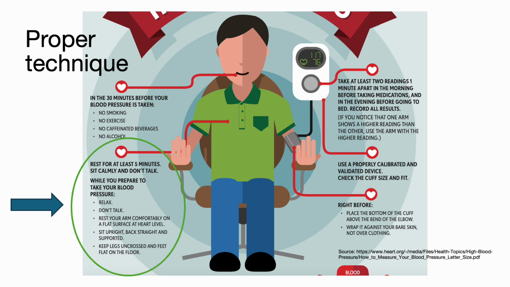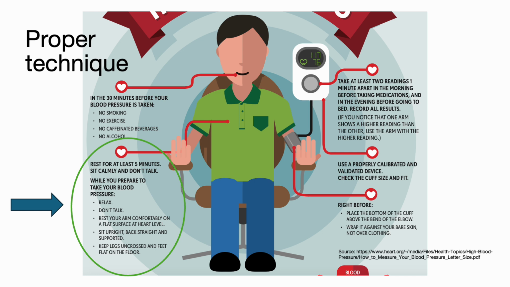The patient should be seated comfortably in a chair for at least 3 to 5 minutes with their back supported, feet flat on the floor, legs uncrossed, and the arm bare and supported on a flat surface at heart level. The cuff must be appropriate, ensuring that the cuff encircles at least 80% of the upper arm. Using a cuff that is too small can result in an artificially high reading, while a cuff that is too large can produce an artificially low reading.